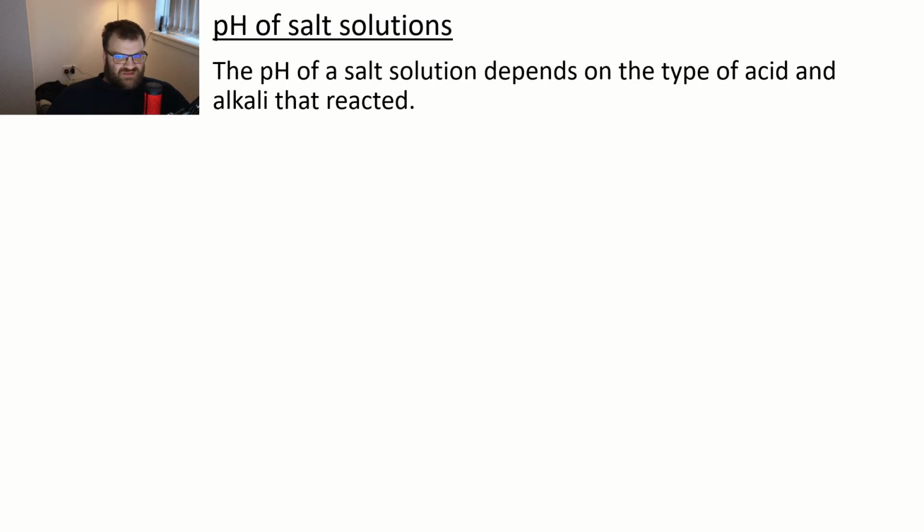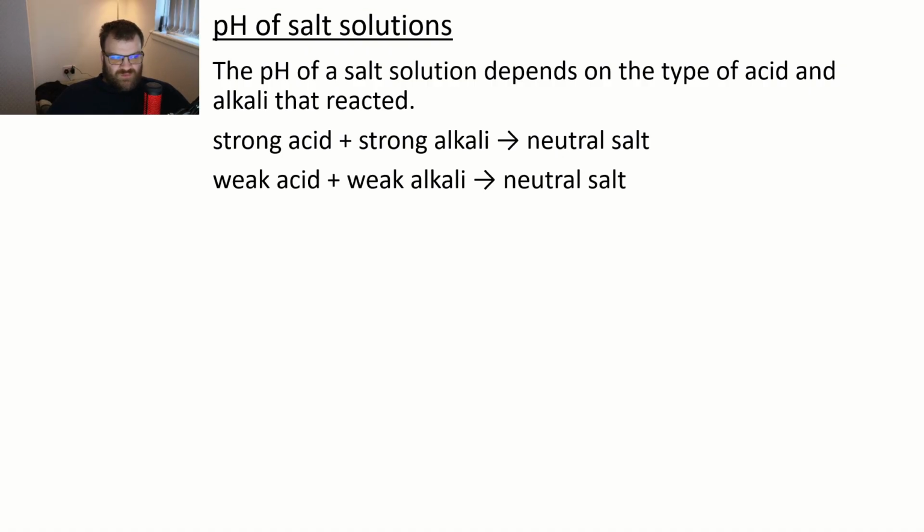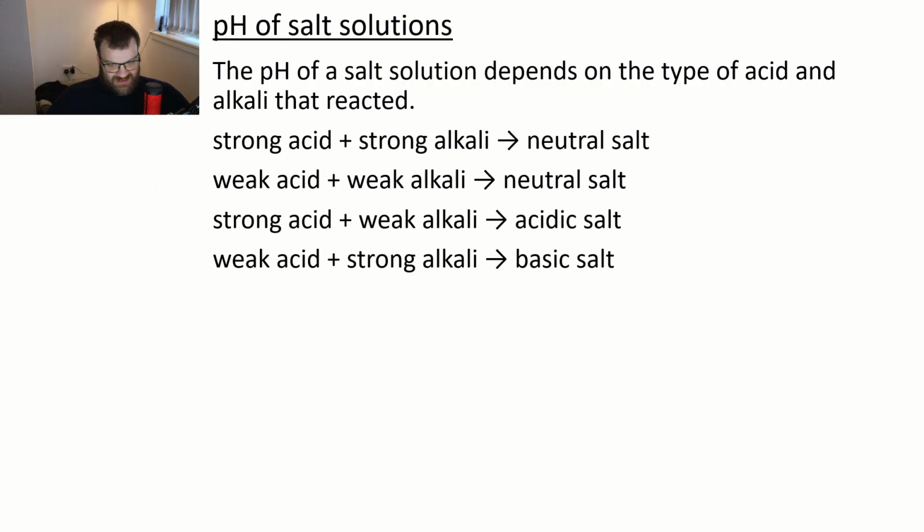The pH of the salt solution depends on which acids and bases you use. A strong acid and a strong alkali will make a neutral salt. If you've got a weak acid and a weak alkali, you'd make a neutral salt as well. Strong acid, weak alkali, acidic salt. Weak acid, strong alkali would make a basic salt.